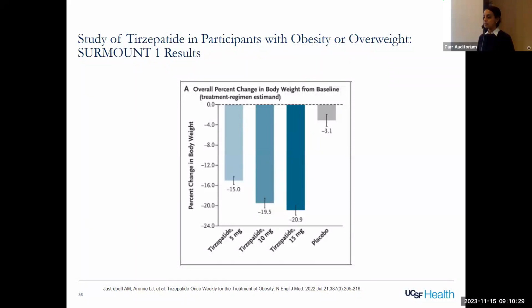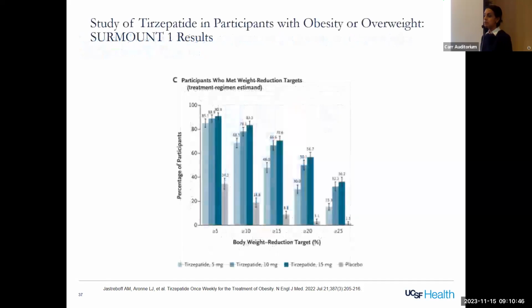So in SURMOUNT-1, individuals with obesity without diabetes were given 15 milligrams of tirzepatide. And what you can see here is 21% body weight loss at 1 year. When you subtract out the placebo effect, that's around 18% body weight loss. And what's even more astonishing is when you look at the patients in subgroup analyses, a third of participants reach over 25% of their body weight loss.